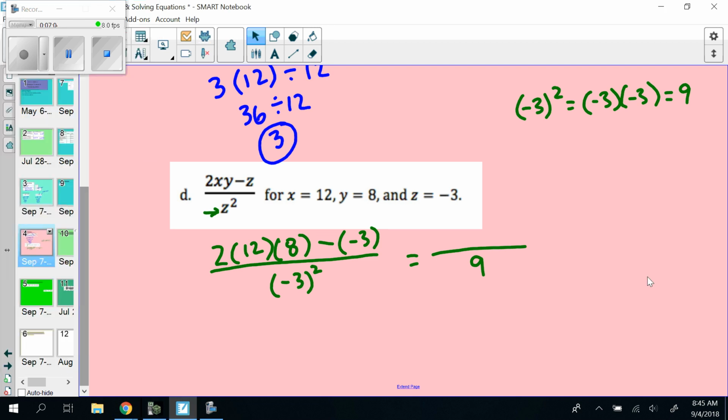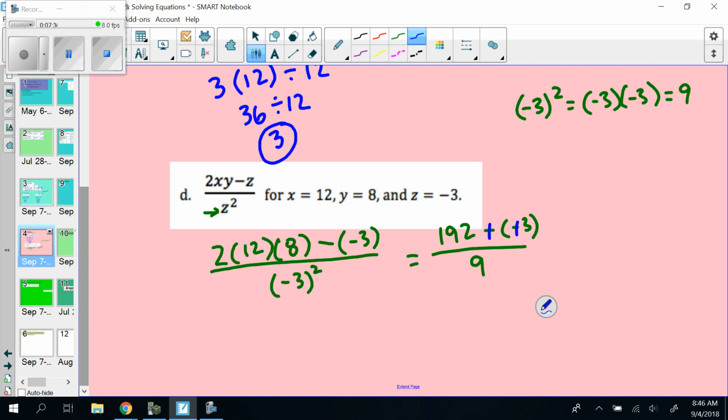All right, now to evaluate the top, we got multiplication and some subtraction. We want to do the multiplication first. So 2 times 12 times 8 would give us 192. Minus that -3. Okay, minus a -3. We know minus a negative is the same as adding. Some of you might like the trick of doing the double slashing. That's fine to do. You can do that. So that is going to come out to be 195.